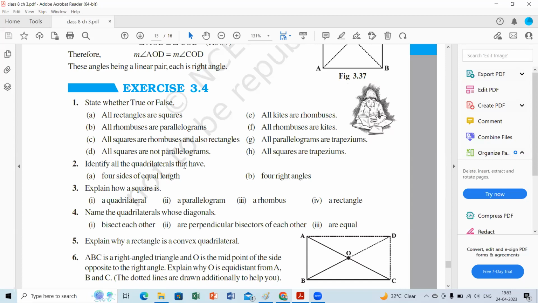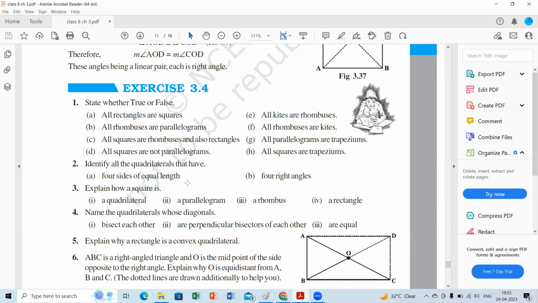Only one of the diagonals gets bisected. They're asking whether all rhombuses are kites or not. Yes or no, Hari Karthik? Yes, ma'am, it is true.